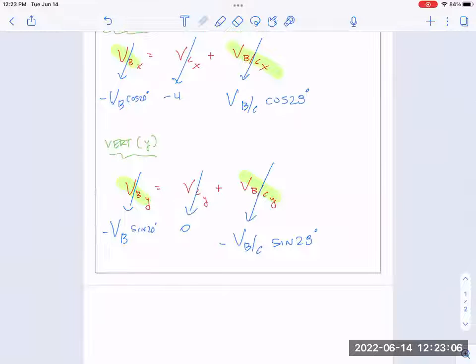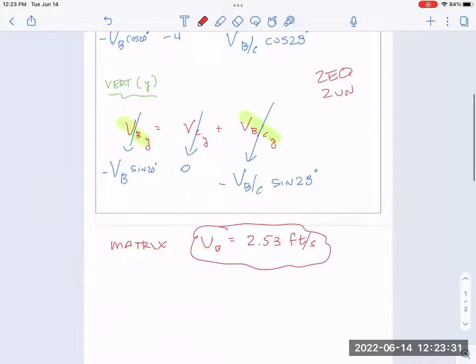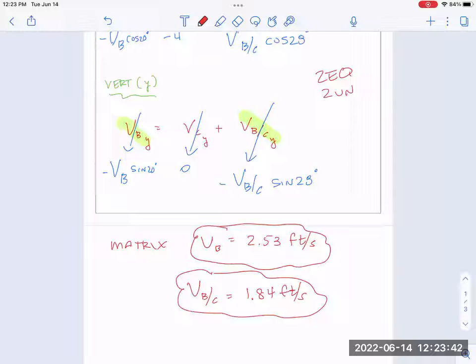So we got this thing down to two equations, two unknowns, and in the interest of time, I solved for the velocities using a matrix in this case. I've got the velocity of B at 2.53 feet per second. That's going to be some number we'll need later on. And I've got the velocity of B as it rotates around C at 1.84 feet per second. I think those are both positive. At least I have them written down as positive.